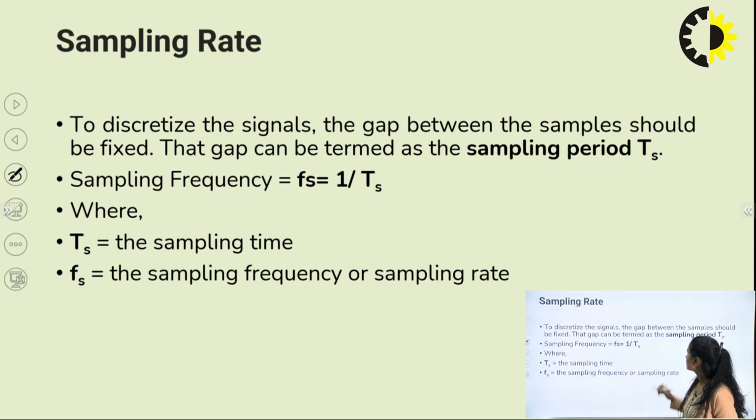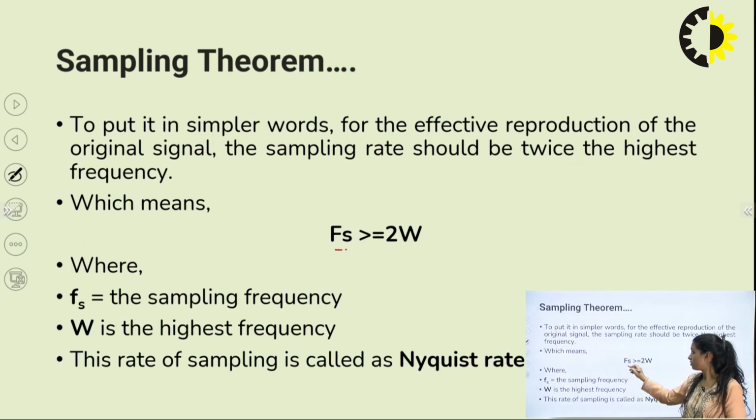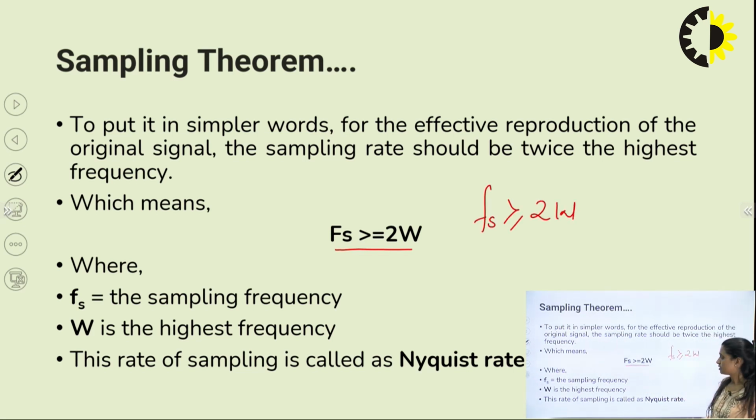To discretize a signal, the gap between the samples should be fixed, which is called the sampling time interval, represented by Ts, and the sampling frequency Fs must be equal to 1 by Ts, where Ts is the sampling time and Fs is the sampling frequency. And as per the sampling theorem, my Fs must be greater than or equal to twice W, right? What does it mean? Let's suppose I'm taking a message signal of 5 kilohertz. Then how many samples do I have to make?